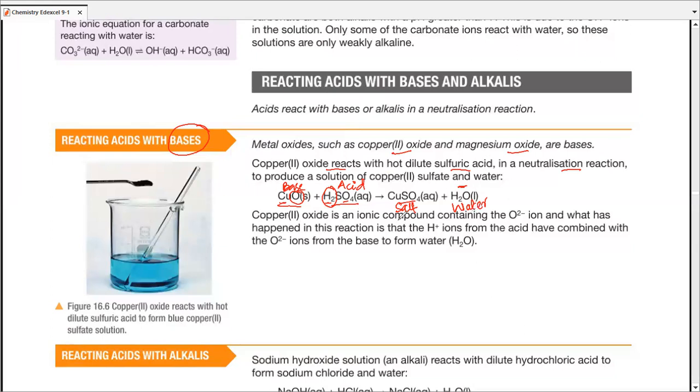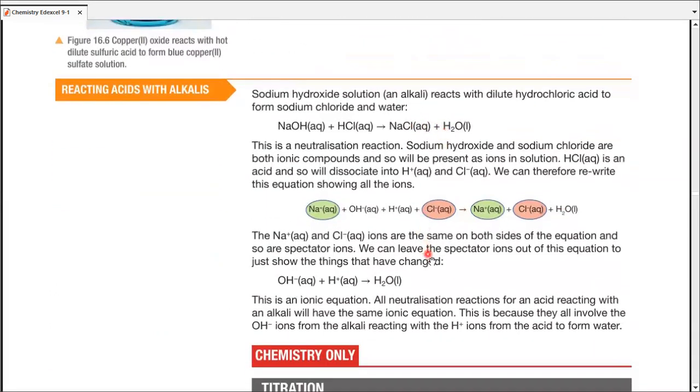Copper oxide is an ionic compound. It consists of oxide ions, and the acid has H positive ions. They combine to form water. They have cleared one part of it, while I've cleared the rest of it too, so that the rest combines to form salt. And the further clarification is given over here.